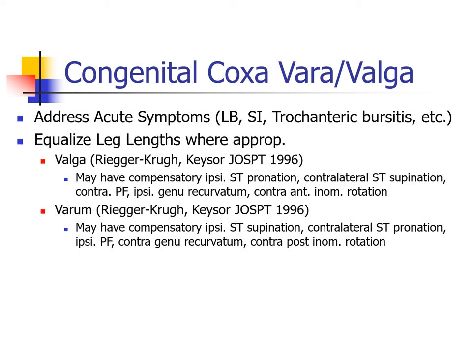So with an anterior rotated innominate, you're going to see that limb appear to be potentially longer with that. So that's a compensation we'll see.